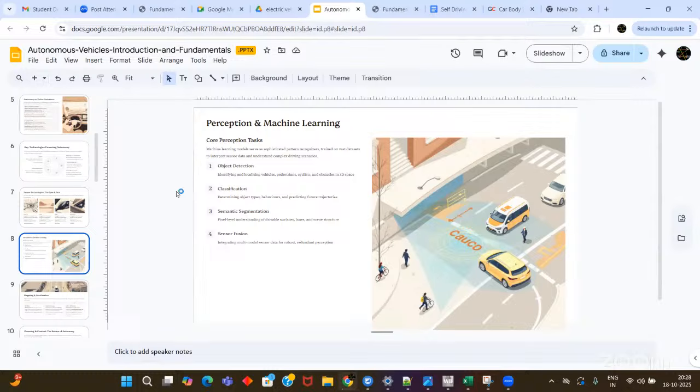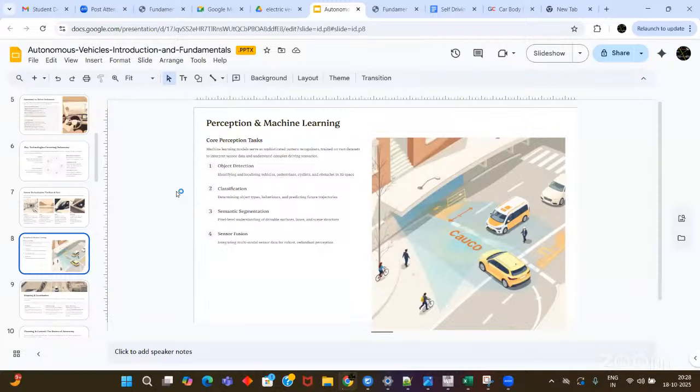Now comes the object detection. So identifying and localizing vehicles, pedestrians, cyclists, and obstacles in 3D space. Object detection is one of the key core underlying principles of perception and machine learning. It helps you in localizing vehicles, pedestrians, cyclists, and obstacles in 3D space.